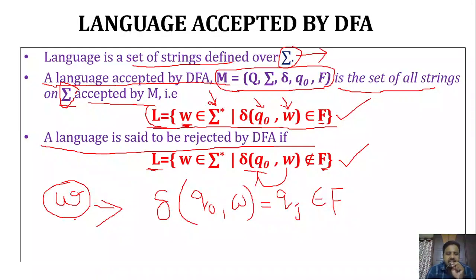When can we say that the string w is rejected by the DFA? On processing w from q naught, if you get a state which is a non-final state, then we can say that w is rejected, right? So if you get some state qj that does not belong to the final states, then you could say that the string w is rejected by the DFA, right? So this is the general representation of acceptance of a language by the DFA and rejection of a language by the DFA.